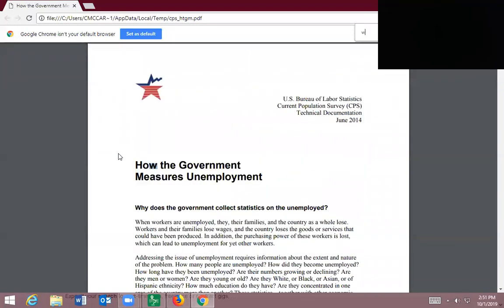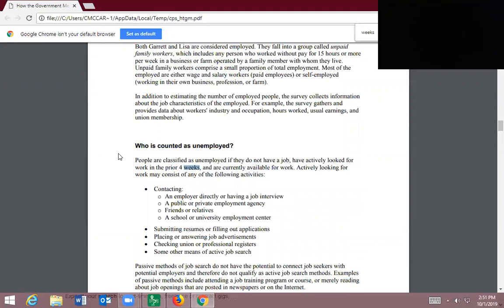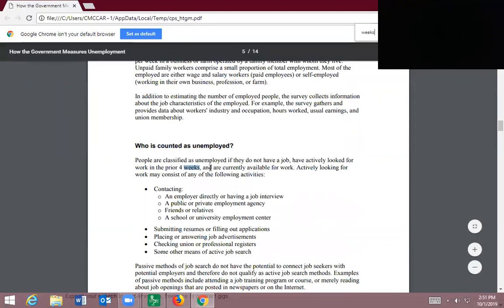Let's control F. Weeks. Who's counted as unemployed? People are classified as unemployed if they do not have a job, have actively looked for work in the prior 4 weeks, and are currently available for work. So what happens if you're laid up, if you've got a broken leg or something? Not unemployed. If you're retired, if you're independently wealthy, right? If you made a bunch of money in Bitcoin and you don't have a job, maybe you've been looking for a job. Well, I guess that wouldn't make any sense, right? You wouldn't be available for work and looking for a job at the same time. But you need all 3 of these things, right?